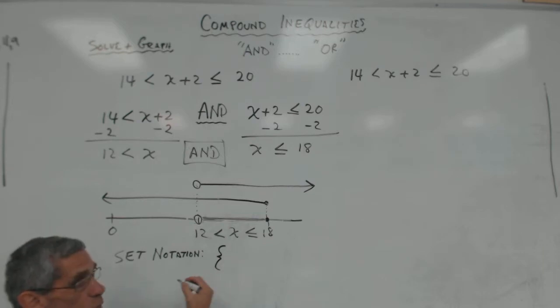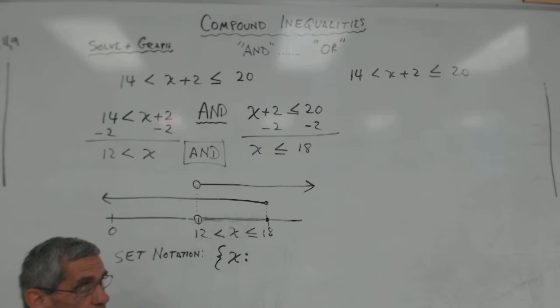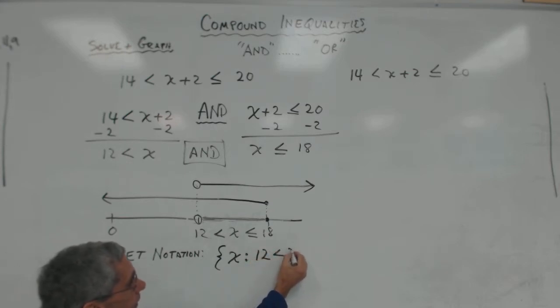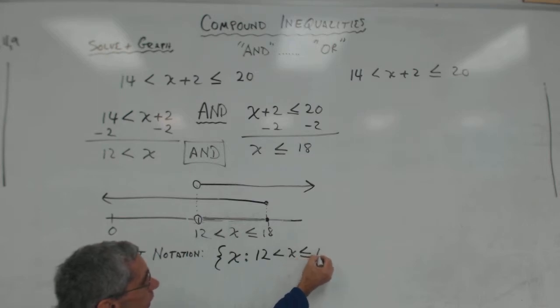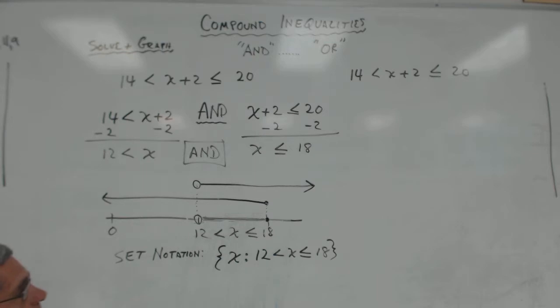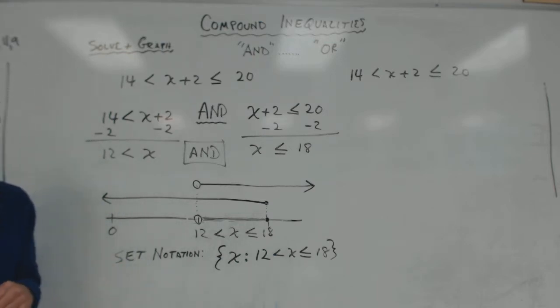And this is one way to write it, where you would say the set of all x's such that. That's what I just wrote. The set of all x's such that, that's a colon, such that 12 is less than x, which is less than or equal to 18. And then I do my set bracket on the other side. So it's good to just get used to that, because you will probably see that.